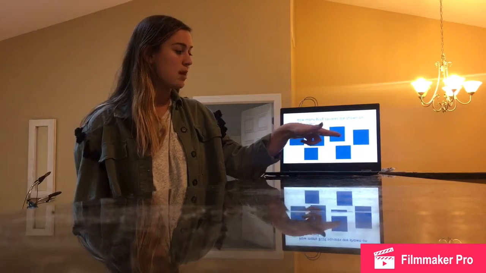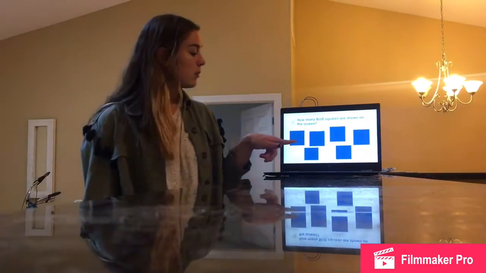Can anyone tell me how many blue squares are shown on the screen? Yes, there's 6. How would you split those 6 blocks into groups, and can they be split evenly? You're right. So we could do 3 groups of 2, where you would have 2 blocks in one group, another 2 blocks in another group, and another 2 blocks in the third group. Or we could split them into 2 groups. We would have 3 blocks in one group and 3 blocks in the other.